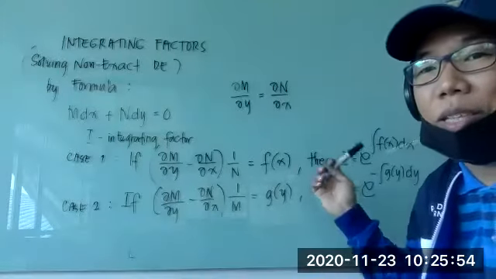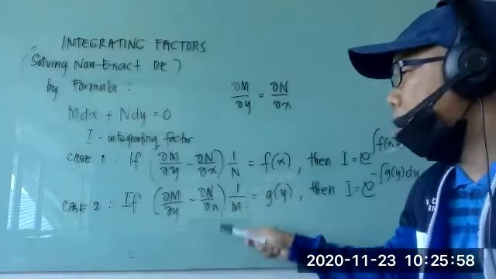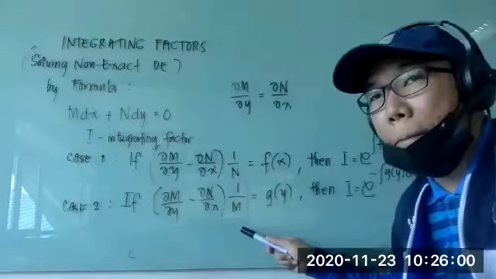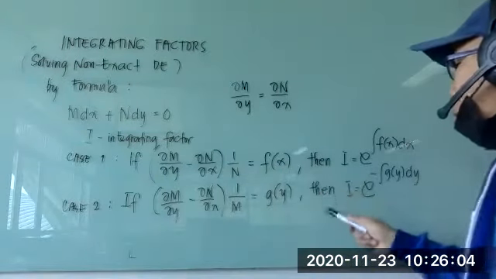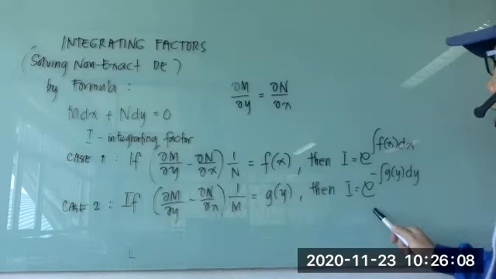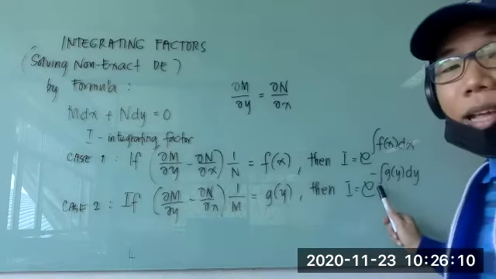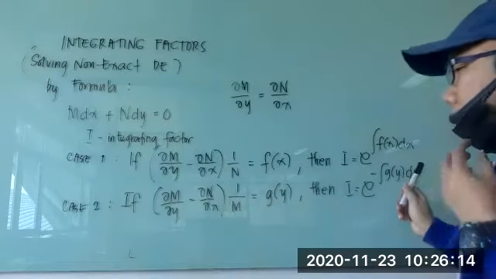After we got the difference, we divide it by N, and what comes out should be a pure function of x. Remember, a pure function of x. Then the formula we will use is e raised to the integral of f of x dx. Okay? That is the formula we will use, just like in the linear equation. Now, if we get the difference and divide that by M, and the result is a function of y, then we utilize this formula: I is equal to e raised to negative, remember, negative of the integral of g of y dy.